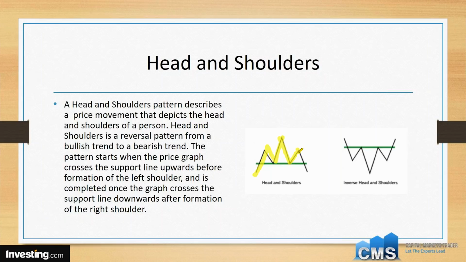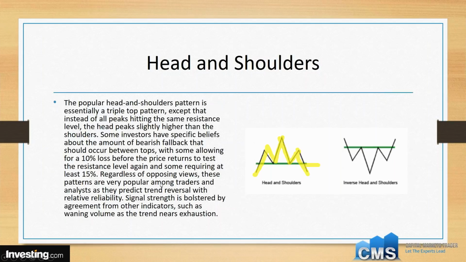The pattern starts when the price graph crosses the support line upward before the formation of the left shoulder and is completed once the graph crosses the support line downward after the formation of the right shoulder. So this would be the official completion of the pattern. Okay. Now, when we have this pattern completion, it tells us something.